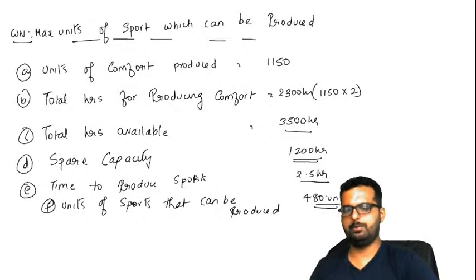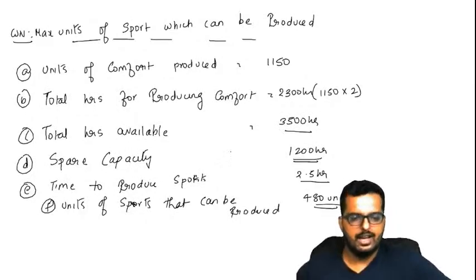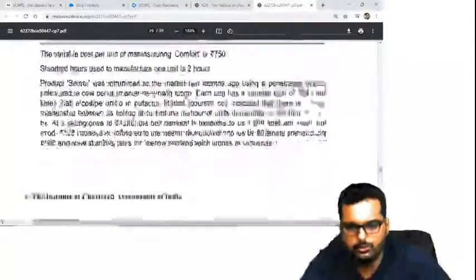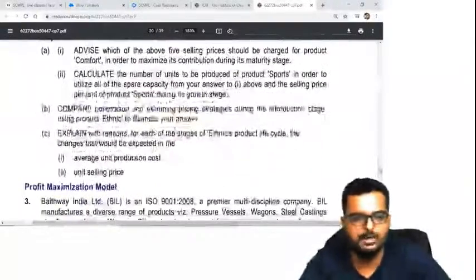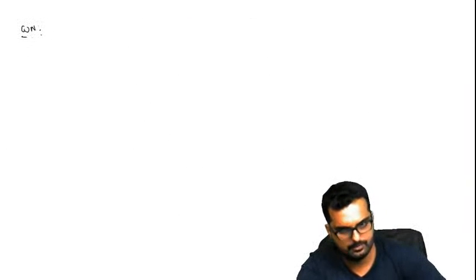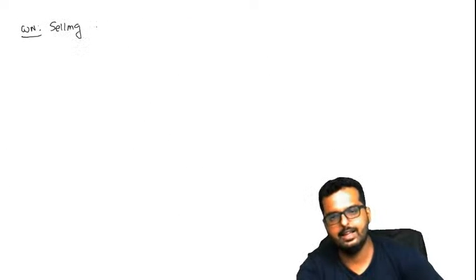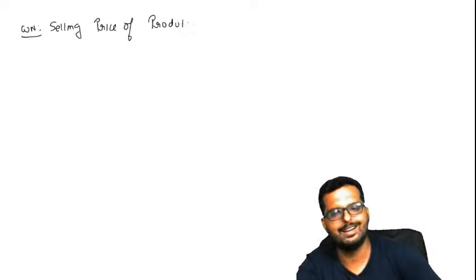Alright friends, have you all put up till here in your books now? So we get the answer as 480 units. Now the question they are asking is, what will be the selling price? I'll write down the next working note. Selling price of product sports.